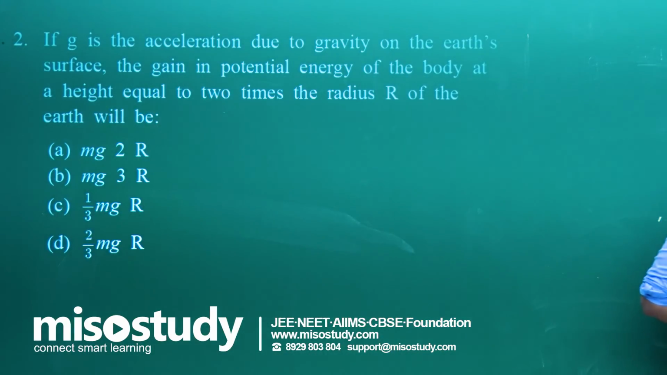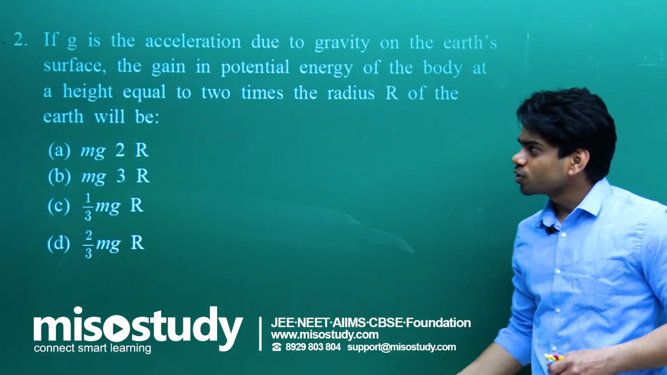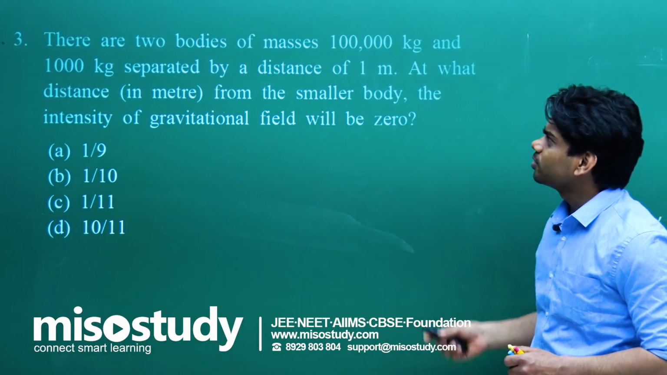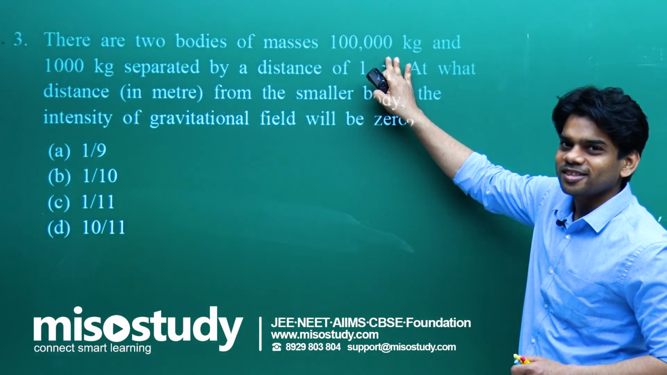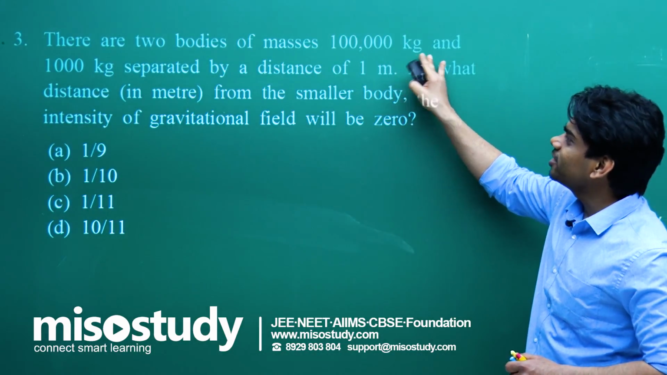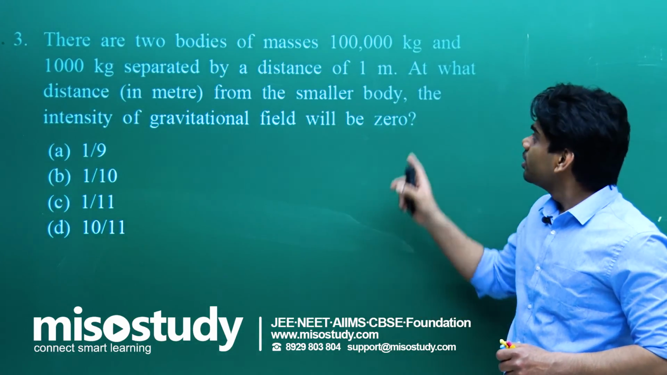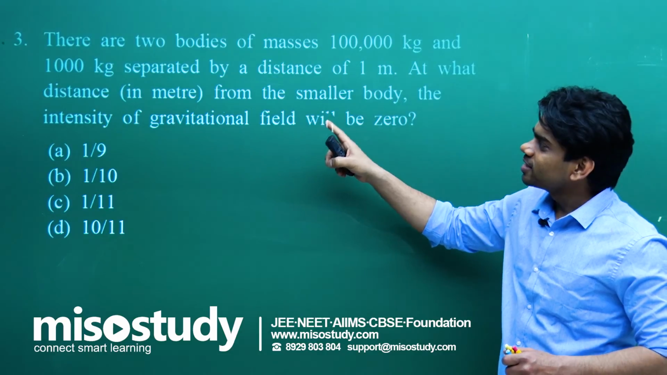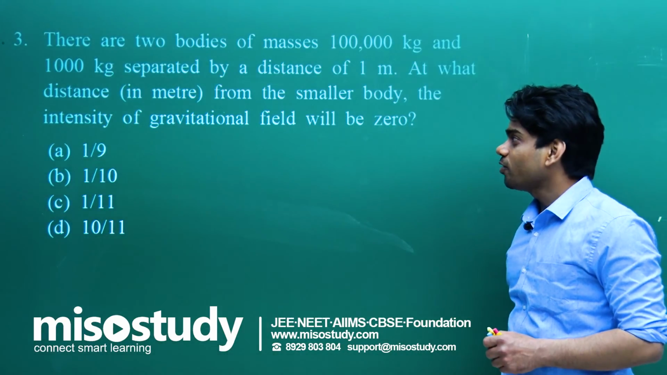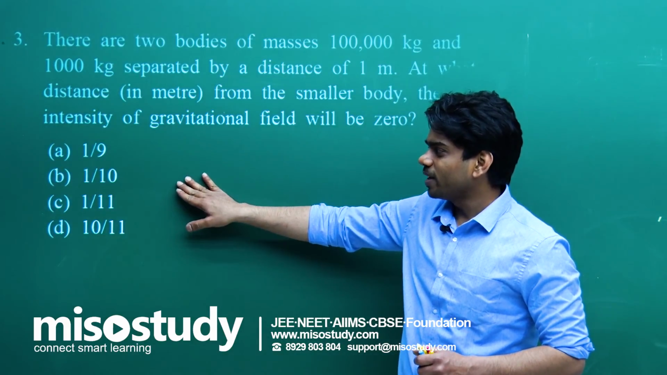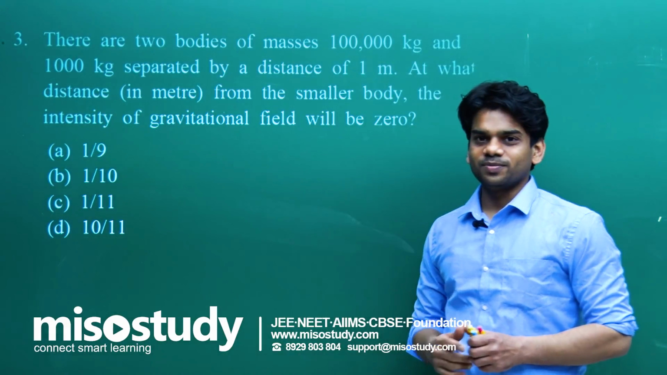Next question of the day. Straight away let's proceed without taking more time. Next question, the third one. There are two bodies of masses 100,000 kg, that is 1 lakh kg, and 1000 kg separated by a distance of 1 meter. At what distance in meters from the smaller body will the intensity of gravitational field be 0? A, 1 by 9; B, 1 by 10; C, 1 by 11; D, 10 by 11.